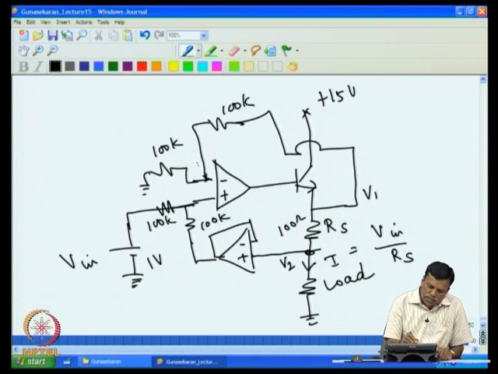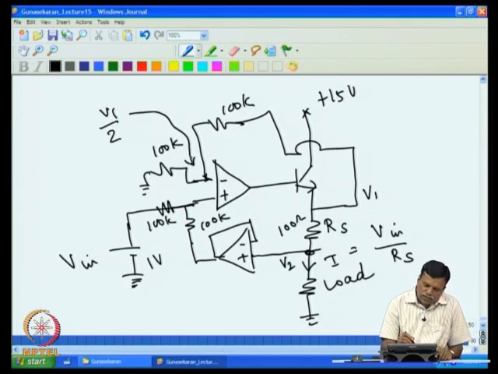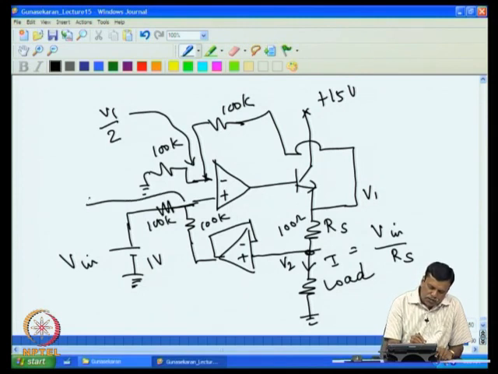Now the voltage at this point is actually V1 by 2, because you have V1 here and these two resistances divide it. You have one resistance here, one resistance here. It acts as a divider, this output voltage is divided by 2. So the voltage at this point is given by V1 by 2. So obviously the voltage at this point also should be V1 by 2. So this voltage also must be equal to V1 by 2.